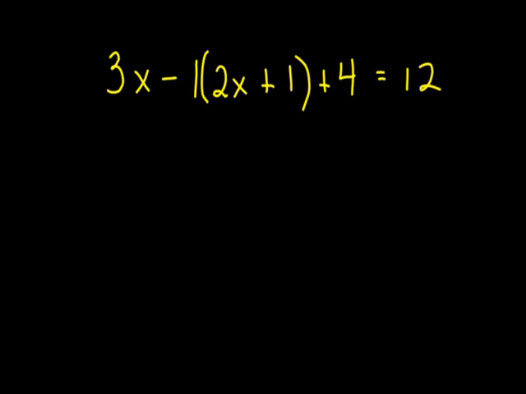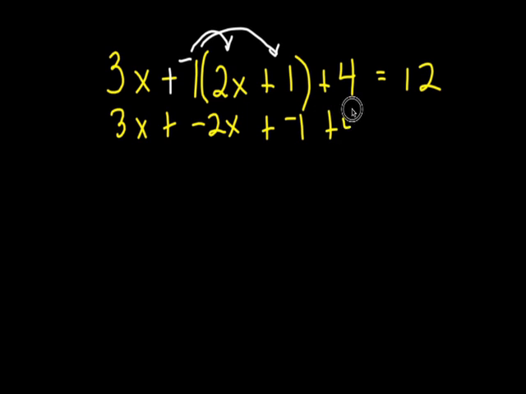Now I can do my same change opposite, and this becomes a negative 1. So now when I do my distributive property, I have something to multiply by. So I have 3x plus negative 1 times 2 is negative 2x plus negative 1 times 1 is negative 1. Then I have my plus 4 equals 12. Okay, combine like terms. I see that I have x's and x's. So 3x and negative 2x is just a positive x. And I also have a number term and a number term there, so I have to combine like terms again. So negative 1 and a positive 4 is positive 3.